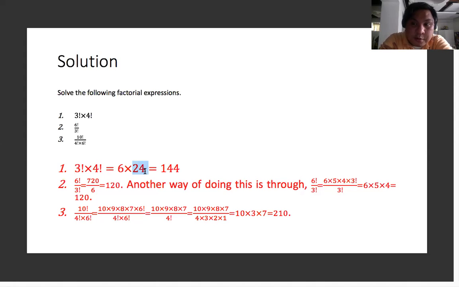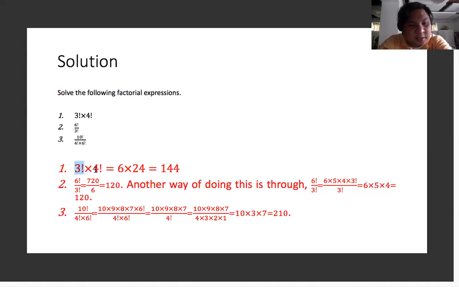Now take note, when you are multiplying or dividing with factorials, you do the factorials first before you multiply. So if you're given 3 factorial times 4 factorial, you don't multiply 3 and 4 first before you take the factorial. You do the factorial first. The only time that you actually multiply before you take the factorial is if there was a parenthesis. For example, parenthesis, 3 times 4, close parenthesis, then factorial. In that case, you multiply 3 and 4 first before you take the factorial.